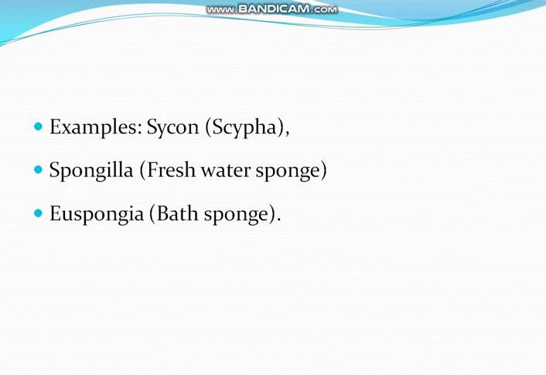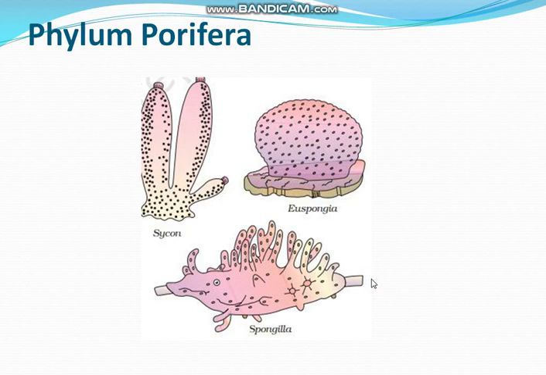Let's move to the examples of Porifera. Examples: Sycon, another name is Scypha. Spongilla, that is called a freshwater sponge. Spongia, that is called a bath sponge. Let's observe these 3 examples. First one is Sycon, Spongia and Spongilla. These are the examples of phylum Porifera. Thank you all.